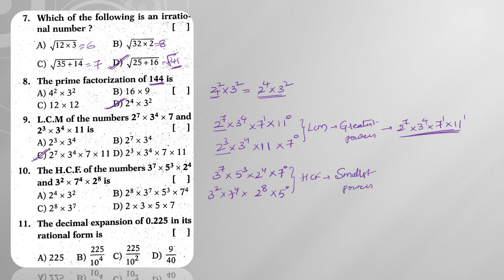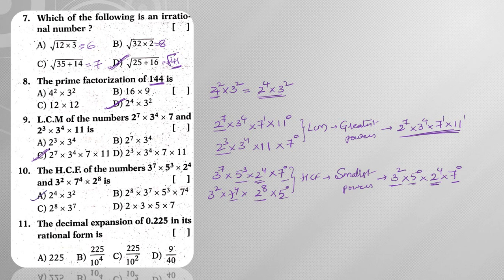Least powers are smallest powers. So among these the smallest power is 3 square. Next, among 5 cube and 5 power 0, 5 power 0 is the smallest. Next, here we have 2 power 4 and 2 power 8, so among them 2 power 4 is the smallest. Next, 7 power 0 and 7 power 4, 7 power 0 is the least. Now what is the HCF? 5 power 0 is 1, 7 power 0 is 1. So the HCF is 3 square into 2 power 4.